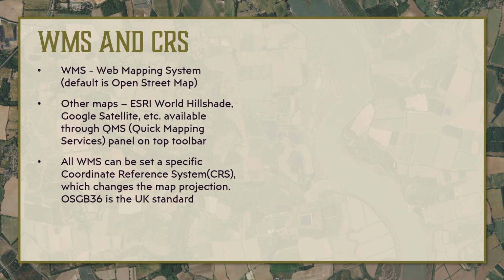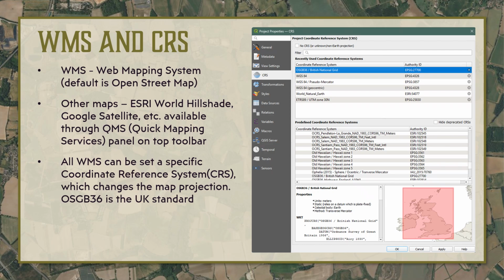And all WMS can be set to a specific coordinate reference system or CRS, which changes the projection of the map. So the standard for the UK, which is the most true to life, true to scale, is OSGB 36. And there are different accuracies as well, depending on the kind of scale you're dealing with. So I tend to go for the most accurate, but that can be a bit slower. So it really depends on the scale. If you're doing something on a regional level, that's not so important. If it's on a smaller scale, the accuracy is more important. As you can see, there are a wide variety of CRSs for pretty much every part of the globe.